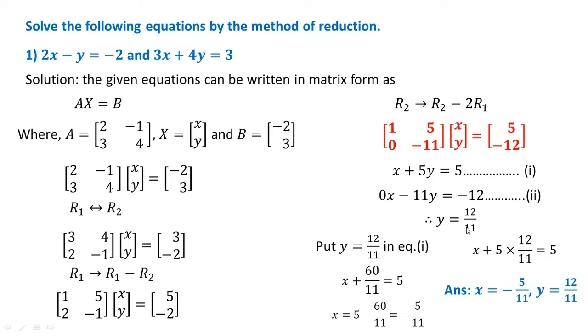You can verify your answer just by putting the values of x and y in any one of the equations. So this is the reduction method: we convert the matrix A into an upper triangular matrix, or a lower triangular matrix also, but generally we convert to an upper triangular matrix, so that we get the values of x and y. So this is the first example.